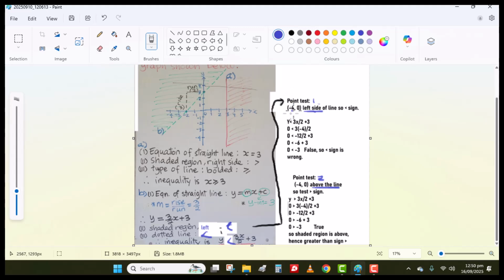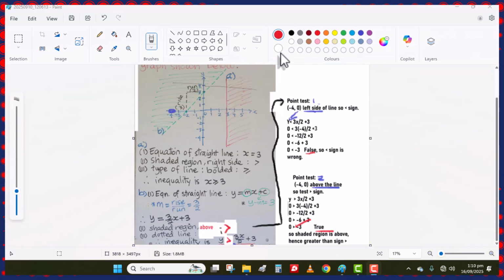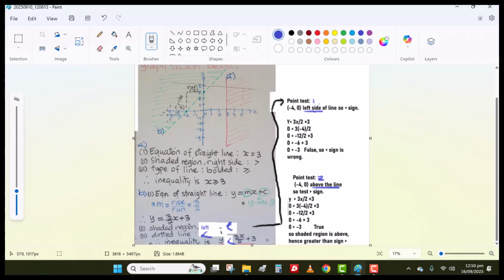So let's see. I'm picking this point, negative 4, 0. That's this point right here, which appears to be on the left hand side of the straight line, and we'll plug it into the inequality that we came up with. Y is less than 3x over 2 plus 3. So x is negative 4 and y is 0.